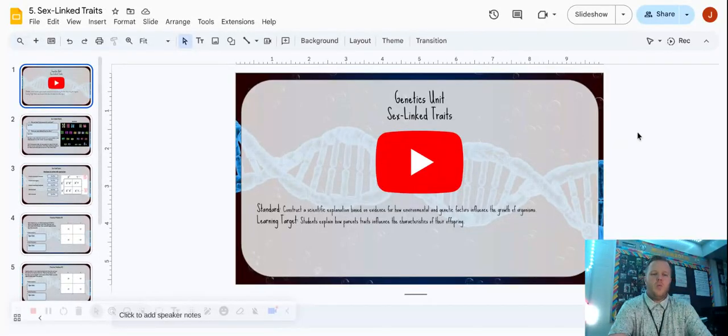All right, we're going to look at one other type of trait. This is our third one. We've had the regular Mendel traits. We just finished the incomplete dominance traits. Now we're going to look at sex-linked traits.